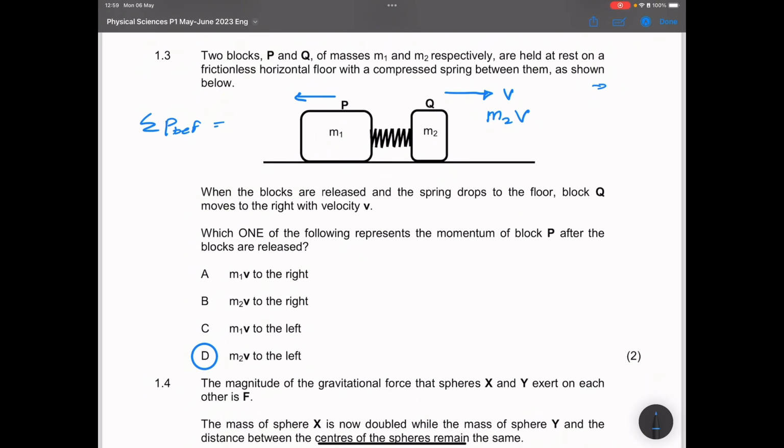And that is all because remember their masses are different. They told us that they've got masses M1 and M2 respectively. So in that case, P would also have a momentum of M2V, but in the opposite direction.